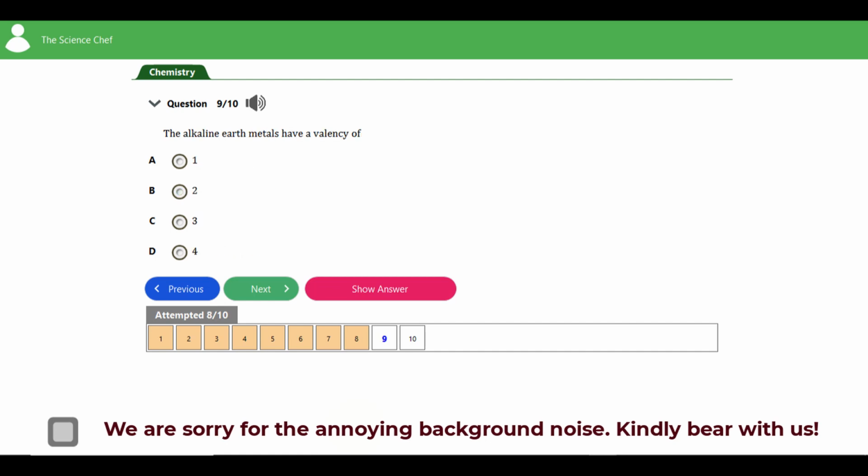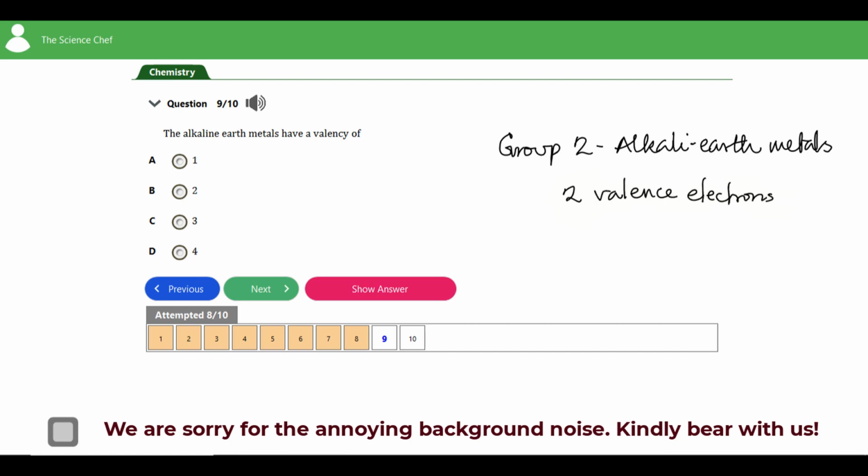Question 9. The alkali earth metals have a valency of. The alkali earth metals are group 2 elements. And because they are in group 2, means that they have what? 2 valence what? Electrons. And since they have 2 valence electrons, then their valency is also what? Equal to 2, because they need to give out 2 electrons in order to attain stable configuration. Remember, valency is the number of electrons the atom of an element needs to lose or gain in order to attain what? A stable configuration.